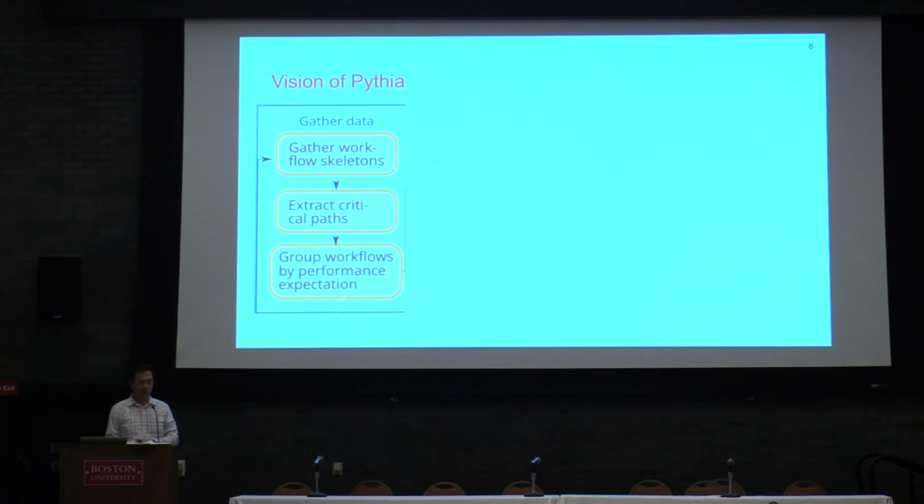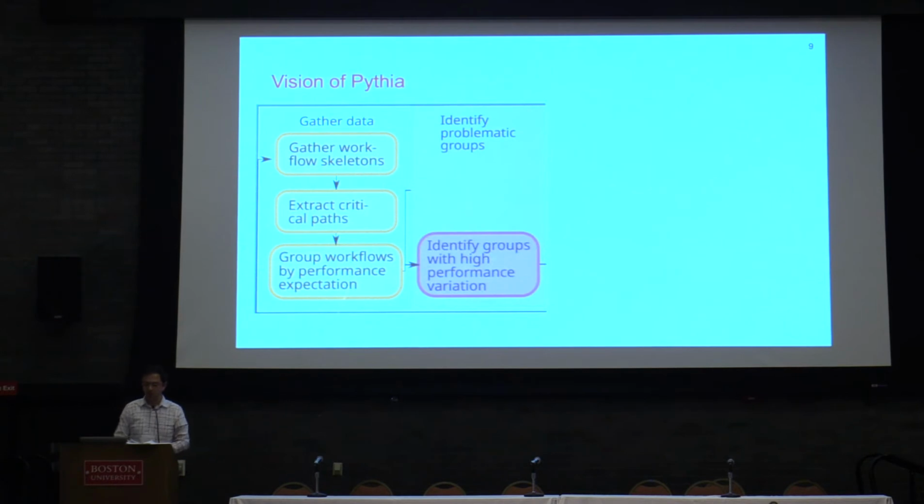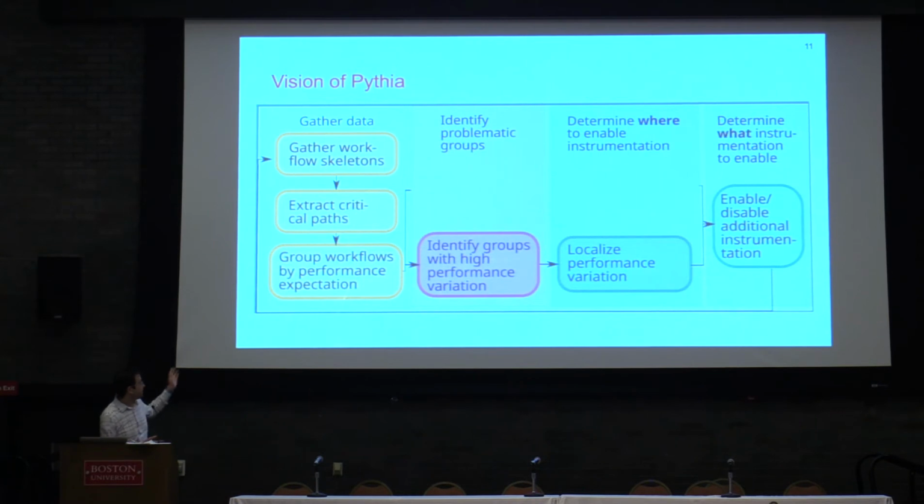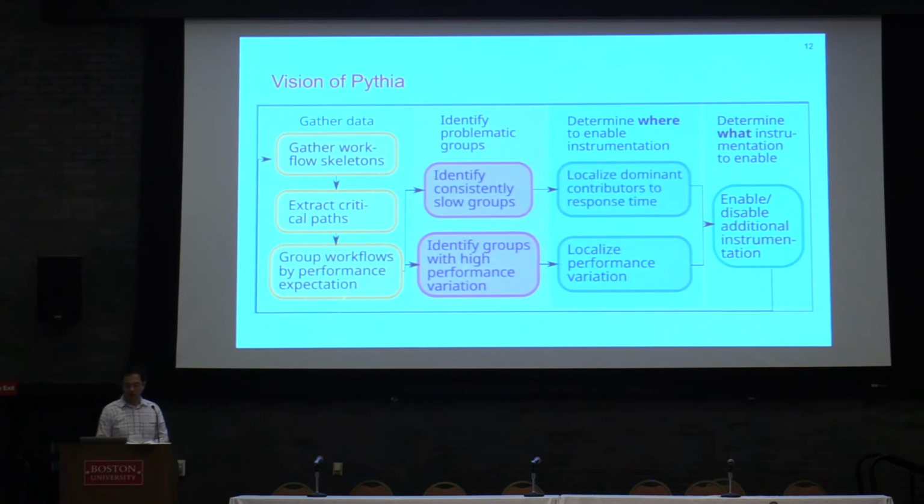So the vision of Pythia is, I'll just go over it now, a system that first gathers these workflow skeletons in the form of graphs, extracts critical paths from them, and groups them based on performance expectation. Then we identify which of these groups have high performance variation, and we localize the performance variation within the group. After that, we can enable and disable additional instrumentation and start the cycle again to collect new data and enable more instrumentation.